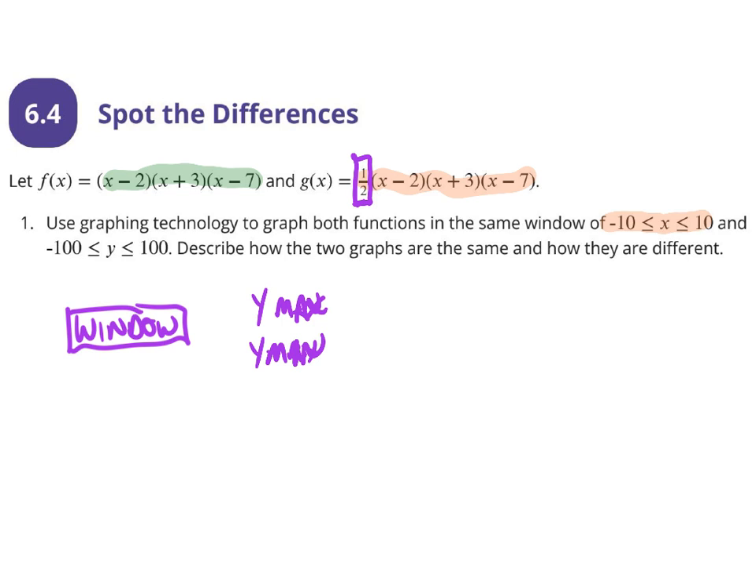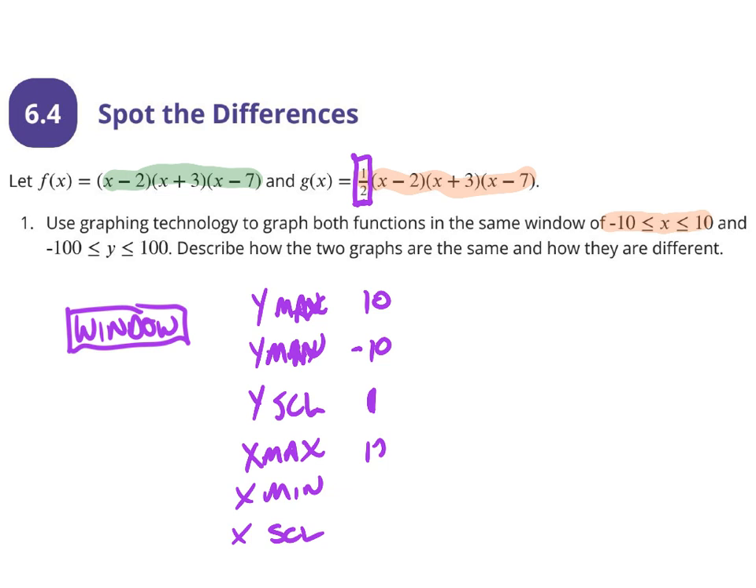Then Y scale, then X max, X min, and X scale. All right, this is going to be set to 10, negative 10. The scale is going to be 1. That means it goes by 1. X max is going to be positive 10. X min is going to be negative 10. X scale is going to be 1.